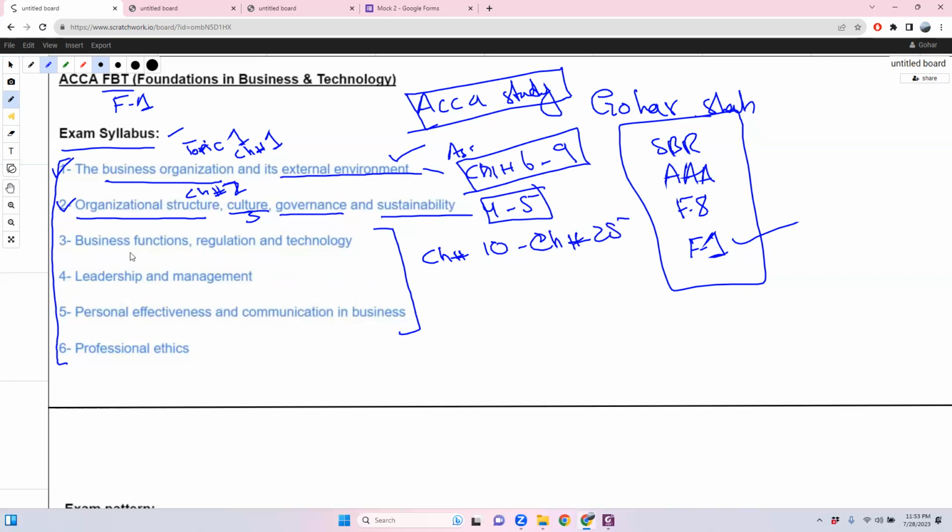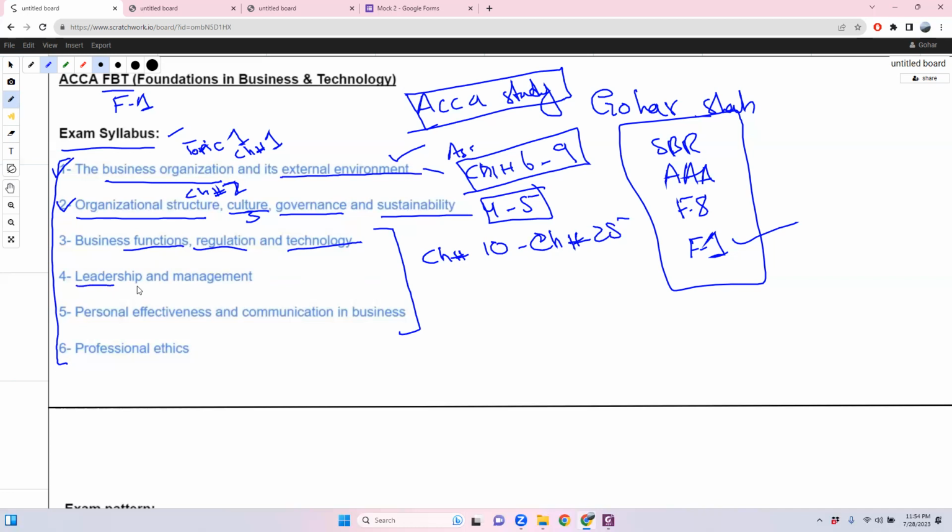The business functions, where we learn about the different types of departments in a business. The regulation, where we learn how many regulations there are in a business that we have to follow, what an internal audit department is, what internal controls are, and how you follow regulations. Technology, how technology is incorporated in the business and how technology helps you do everything.